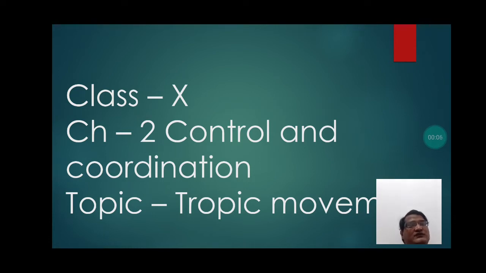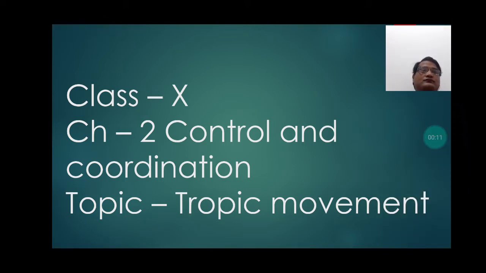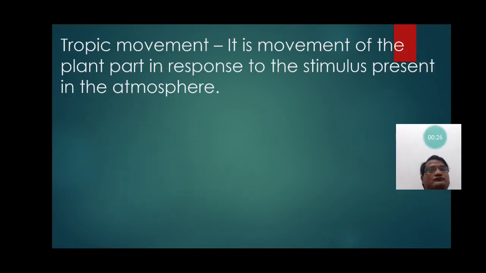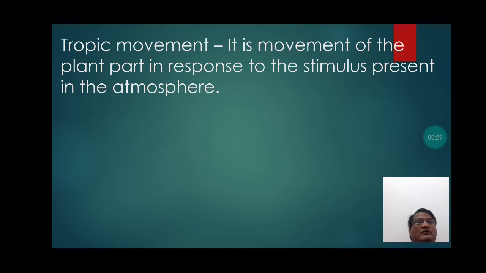Today we are going to discuss the topic tropic movement from chapter 2, control and coordination. Tropic movement is the movement of the plant part in response to the stimulus present in the atmosphere.